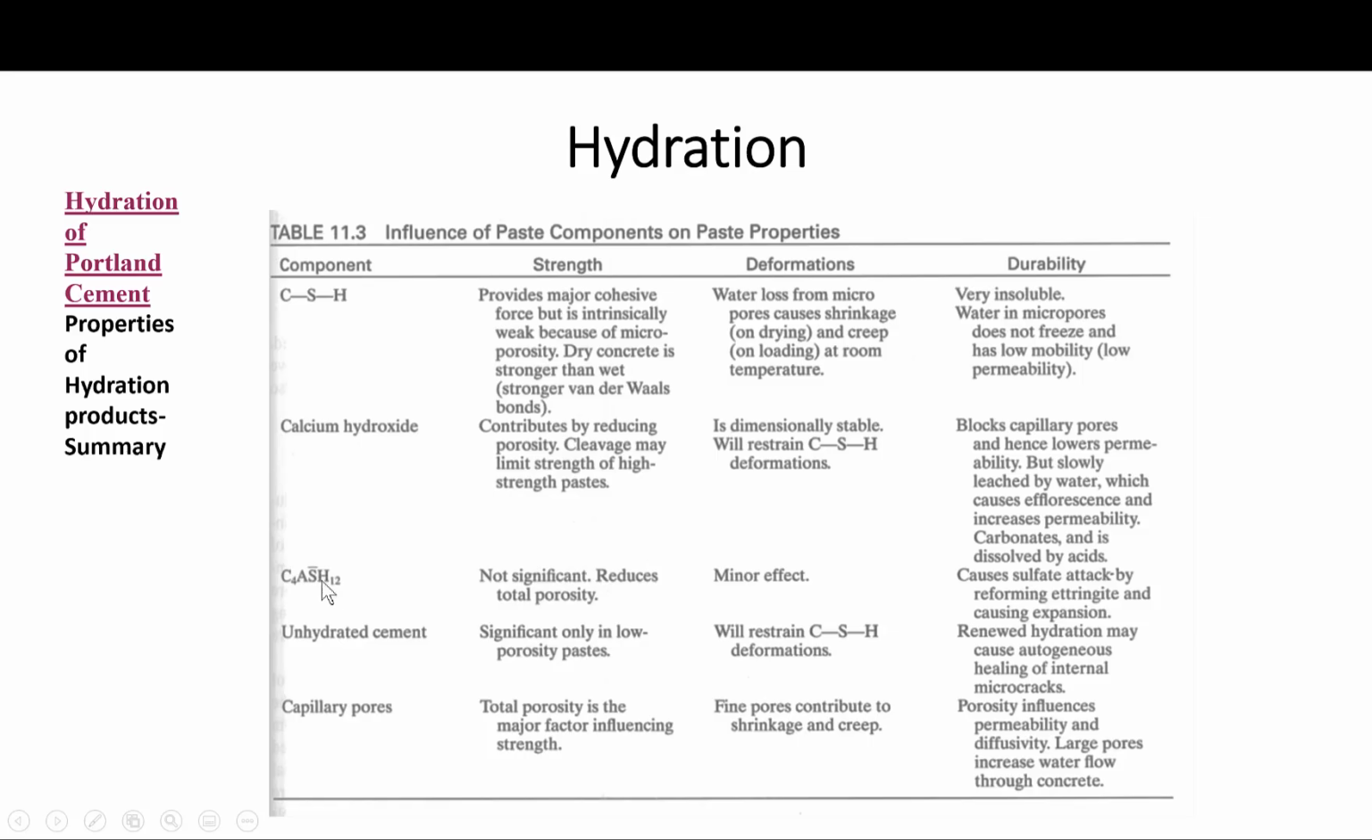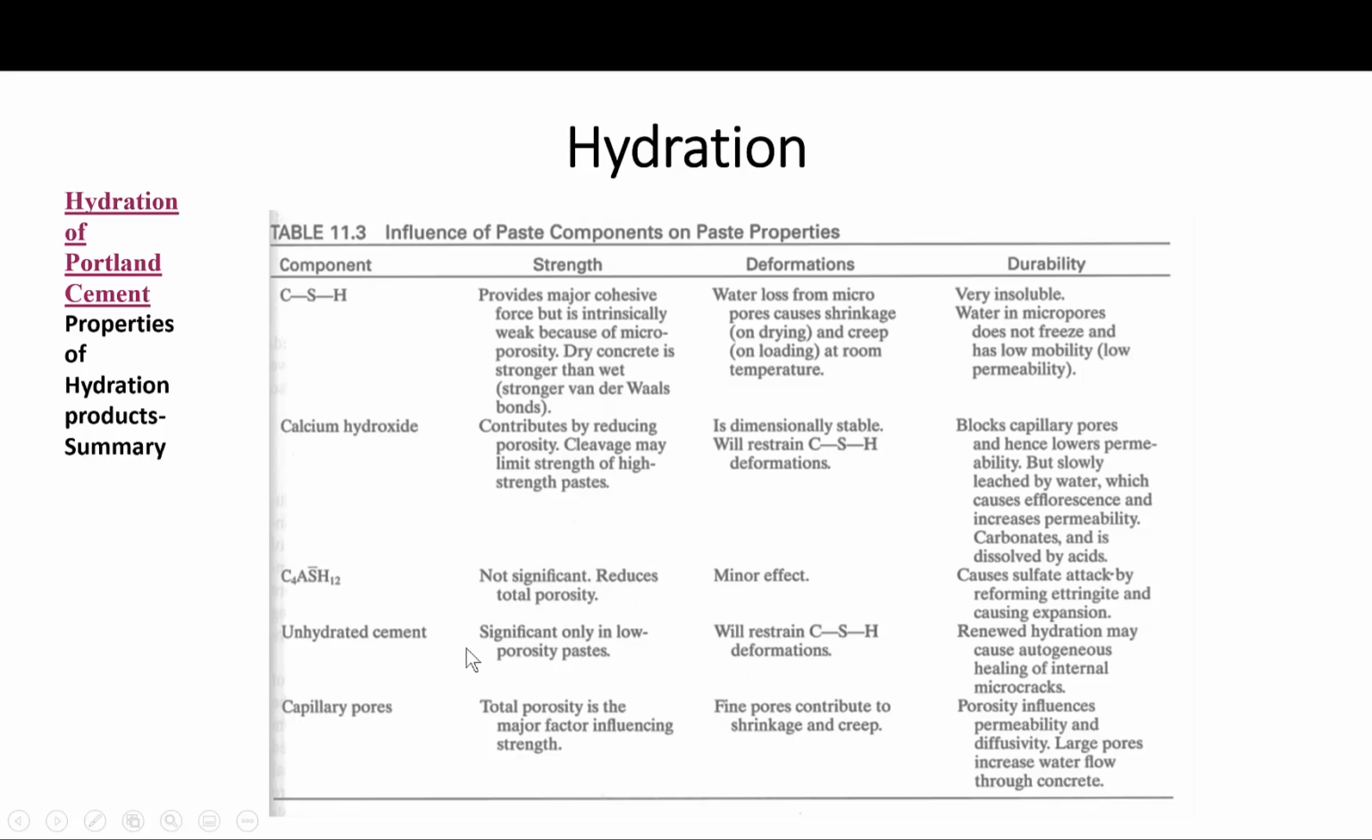The monosulfoaluminate phase, okay, in strength it's not really very significant, but it reduces the total porosity overall, and that might help, but not much. And the deformation, not much of an effect. For durability, I mentioned this many times, it causes sulfate attack, by reforming ettringite and causing expansion. This is a big deal in sulfate attack.